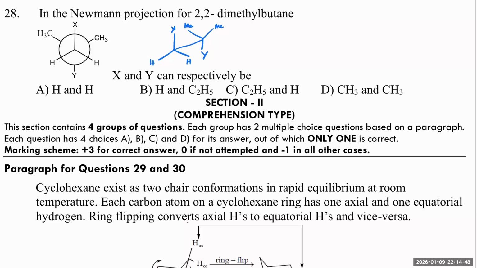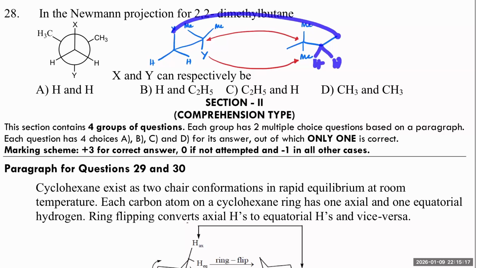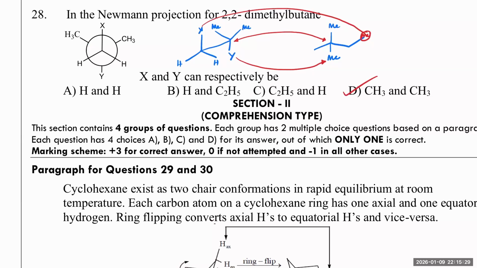Now let's compare with the original structure. We have butane with methyl. This is the structure we need to compare. 2,2-dimethyl here, so methyl and methyl. Now if I compare, these two carbons are the same, right? Which means the Y has to be a methyl group, correct? And now, if I compare here, these two hydrogens are the ones, then this X has to be this group, which is also methyl. So X and Y both should be methyl and methyl. So the answer is D. Clear?